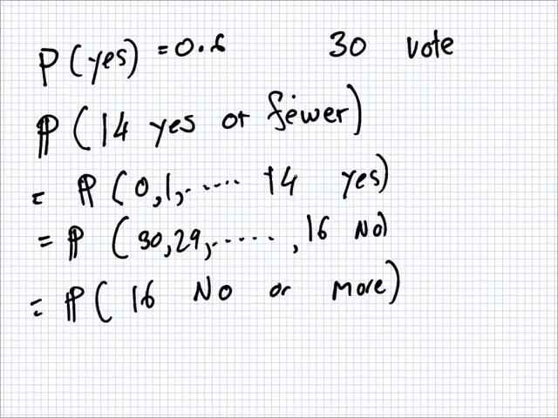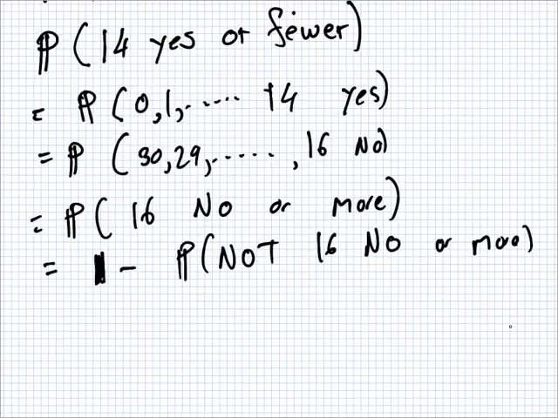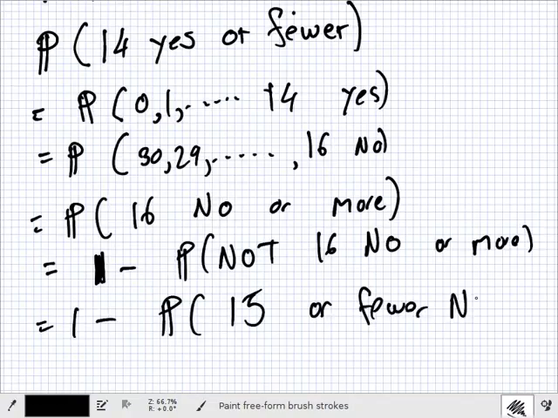Yeah, sorry, no, 16. 30 votes. 14 yeses means 16 no's. So 16 no's or more is the same as 1 minus the probability of not 16 or more. Not 16 or more means 15 or fewer. So that's 1 minus the probability of 15 or fewer no's.